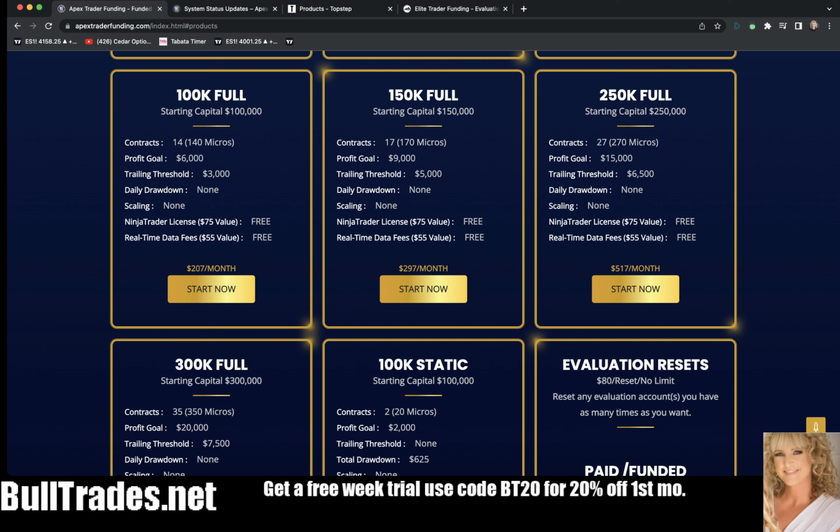But my heavy suggestion is that contract max number that they allow you, this 14 right here, I would do no more than 14 micros, period. And my preference would really be on a 150K account that we don't do more than one ES or 10 micros. For the 100K, we don't do more than 6 micros, period.